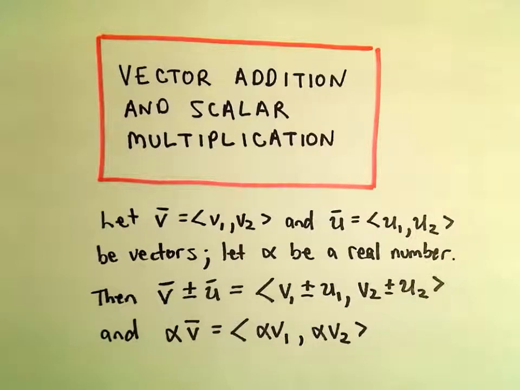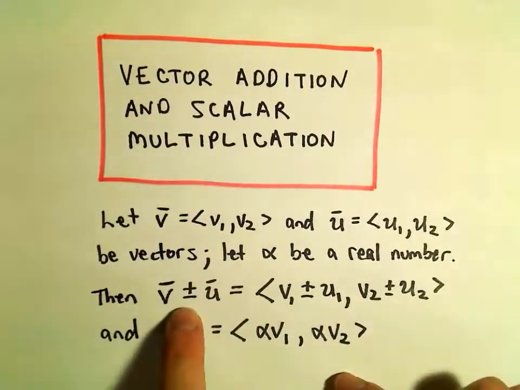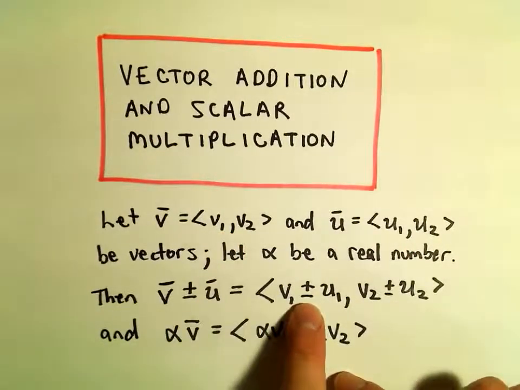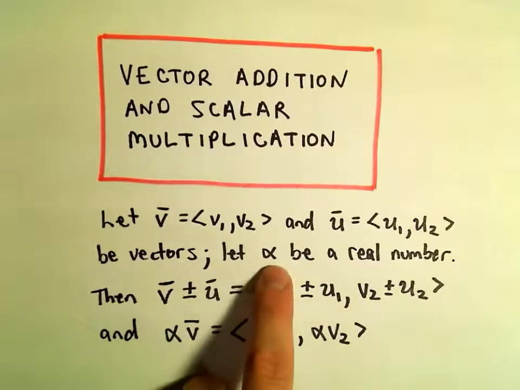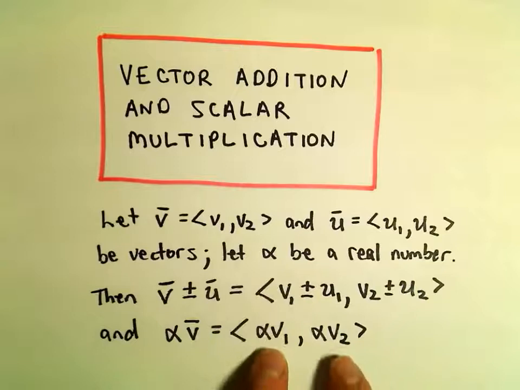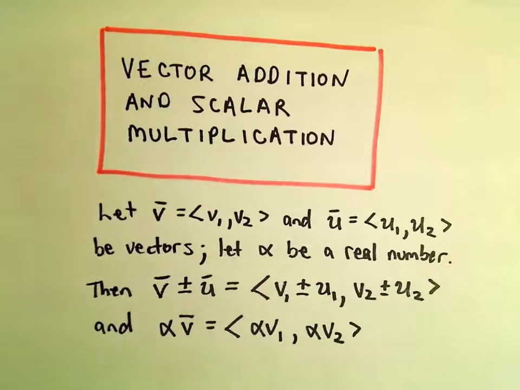Okay, in this video we're going to talk about vector addition and scalar multiplication, and all it really says is if you have two vectors, if you want to add or subtract them, you either add or subtract their corresponding components. It says if you multiply a vector by a real number, you just multiply each component by that real number. So nothing worse than that.